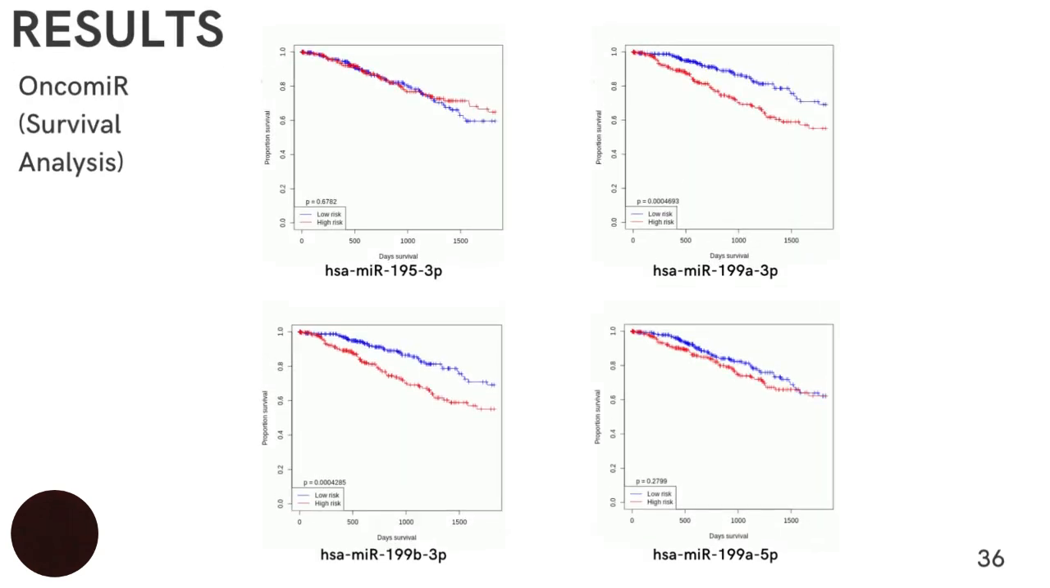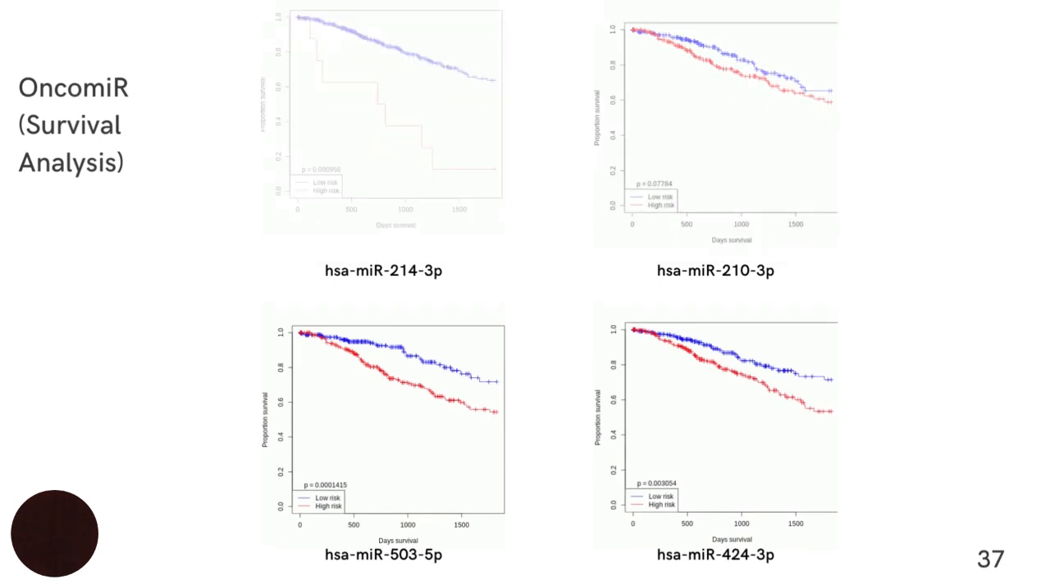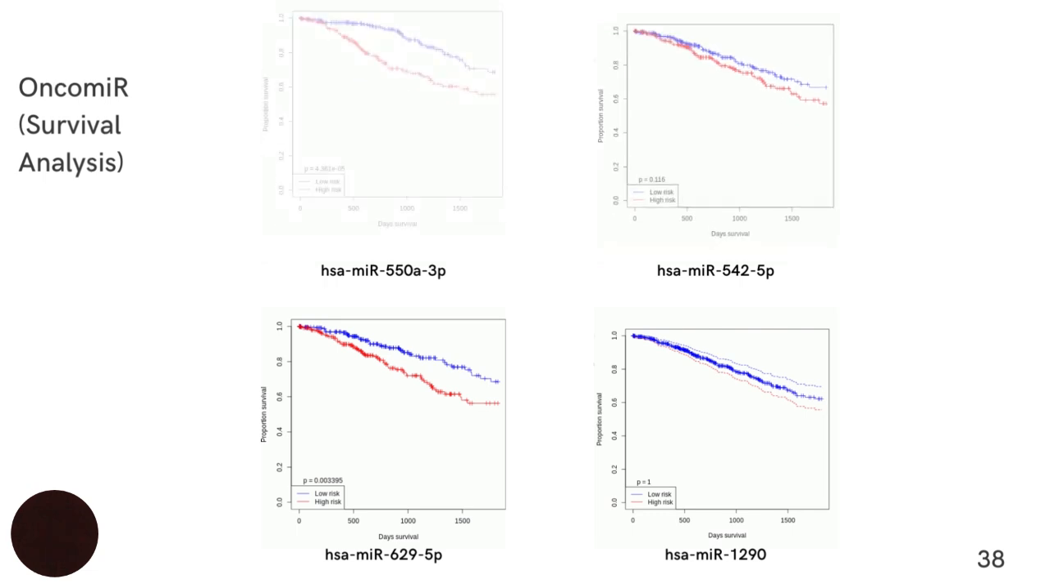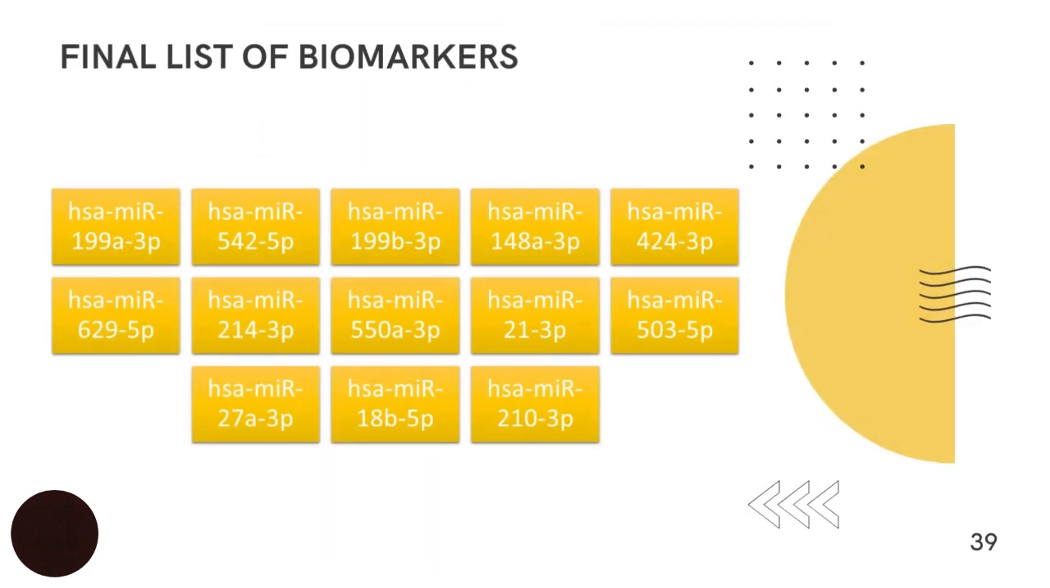However, one interesting fact is that microRNA 1953P, 199A5P, and 1290 have proved that they're not exactly linked with glioblastoma whatsoever. So that means that out of 16, only 13 have actual direct relation to the clinical data that's present. So the updated final list of biomarkers is the following.